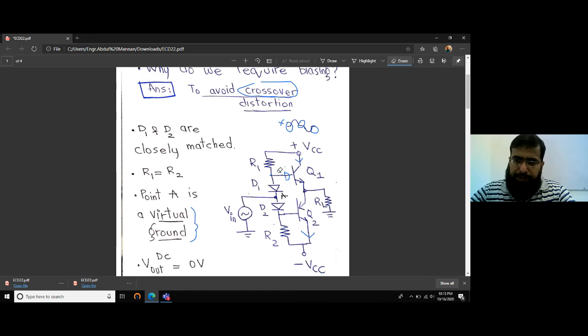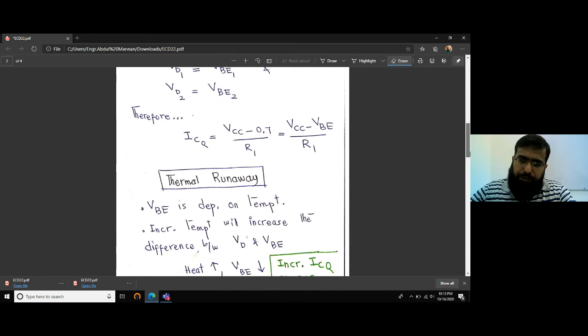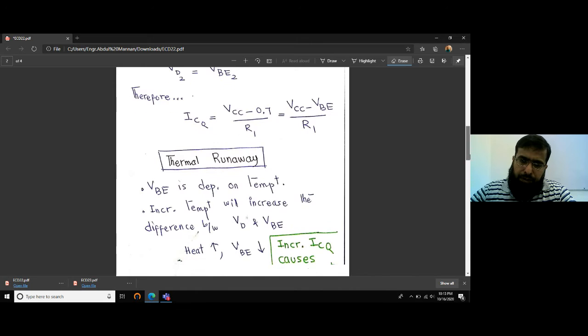So the collector current IC is dependent on the current that flows through R1 and R2, or in other words, is dependent on the values of R1 and R2. So if VBE is, and we know that VBE is inversely related with temperature, so increasing temperature will increase VD and VBE.